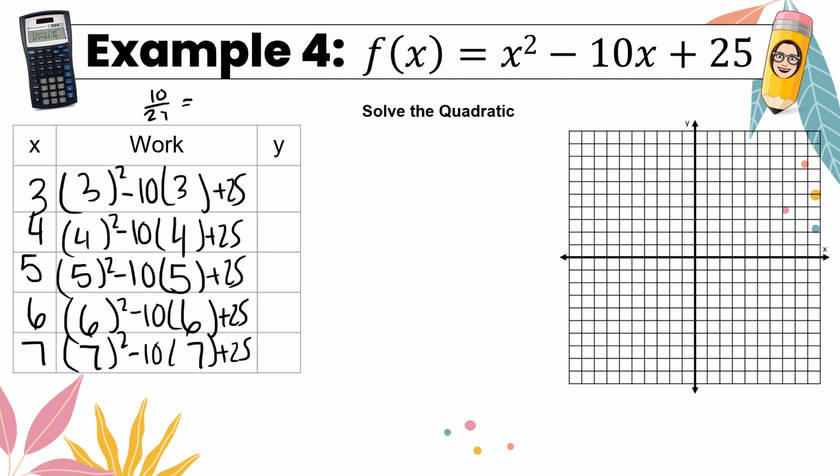For example, now I sometimes do some of the mental math. So I'm going to start on the top row. 9 minus 30 plus 25. Maybe that's what you're typing in. You don't have to type all of it in. 4 squared, mental math, 16 minus 40 plus 25. See how that's easier to type in as you do it? And I'm getting nice values. 5 squared, 25 minus 50 plus 25, 0. 36 minus 60 plus 25. 49 minus 70 plus 25. Nice pretty values. Let's go plot those.